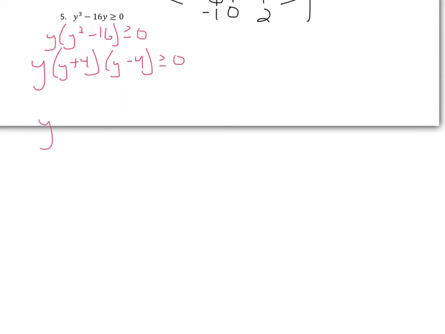So the graph of y is going to look like this. Okay? At 0, it's going to be 0, right? So at 0, it's going to be 0, and anything bigger than 0, it's going to be positive. Anything less than 0, it's going to be negative, right? That makes sense to you.